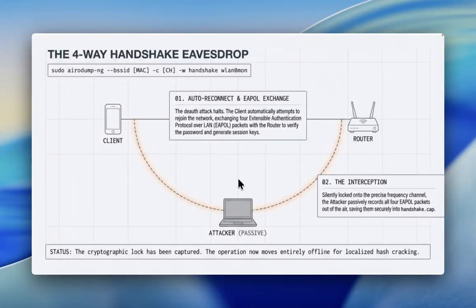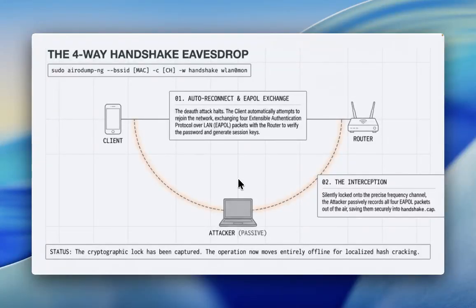The four-way handshake eavesdrop: sudo airodump-ng with the BSSID MAC, -c channel, -w handshake. Then auto-reconnect and EAPOL exchange. Due to the attack, the client automatically attempts to rejoin the network, exchanging four Extensible Authentication Protocol over LAN packets with the router to verify the password and generate a session key. Silently locked onto the precise frequency channel, the attacker passively records all four EAPOL packets out of the air, saving them securely to handshake.cap.